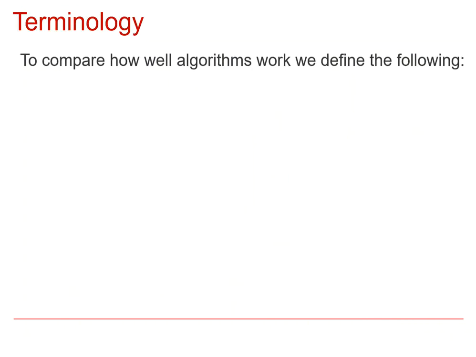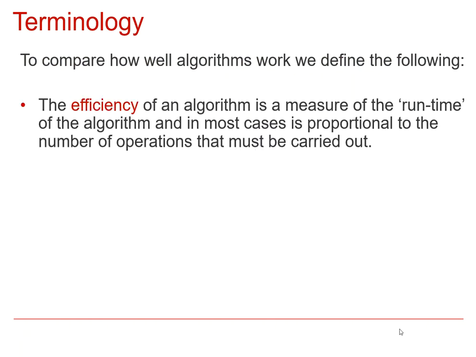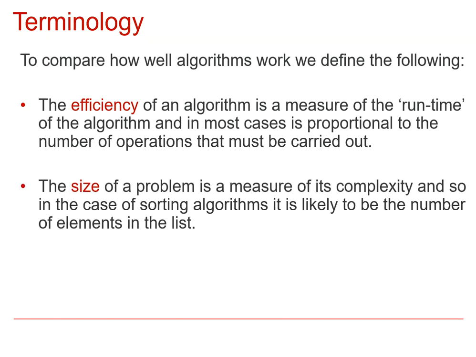So firstly, we're going to need to define a few important words that we're going to be using here. Firstly, the efficiency of an algorithm is essentially a measure of the run time. How long does it take to complete? And usually that just means the number of operations that are carried out. The size of a problem is a measure of the complexity of the problem. In the case of sorting algorithms, it's just how many items there are in the list. When we get onto the topic of graph theory, it's going to be the number of vertices.